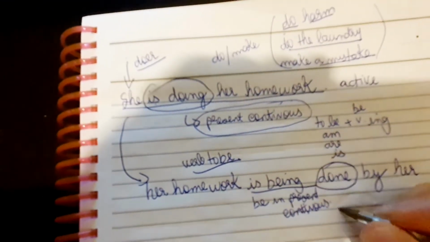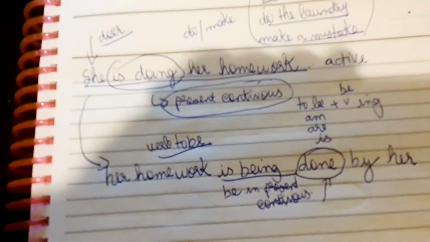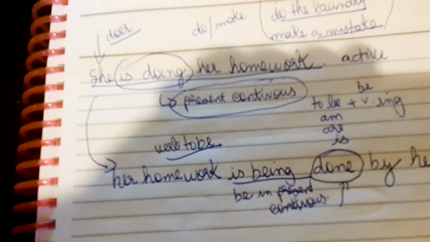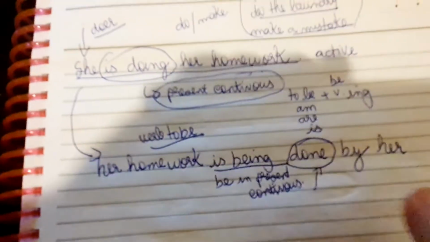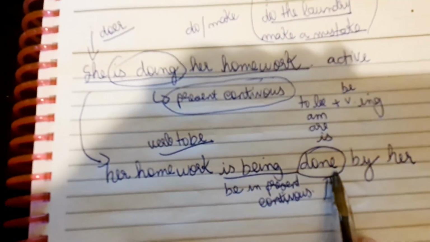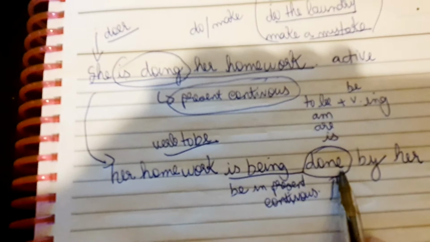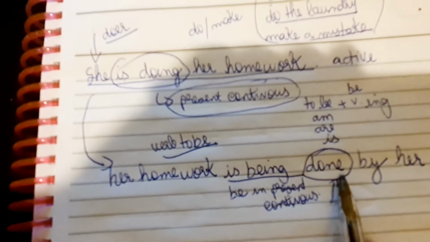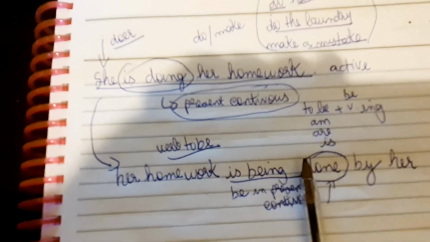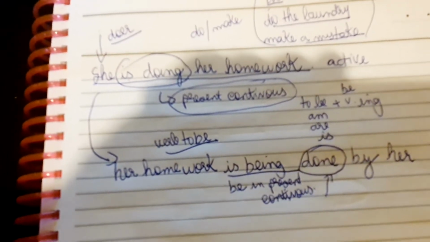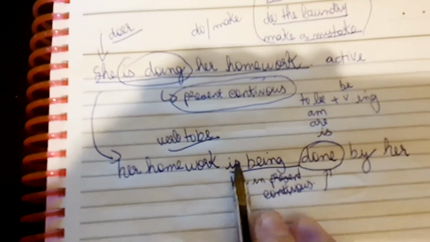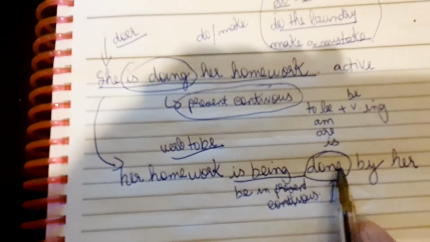Why do I use done here? Do you know? I'm going to explain. The past participle is necessary here. In the passive voice, you always have the past participle. It's necessary to use. Is being done.